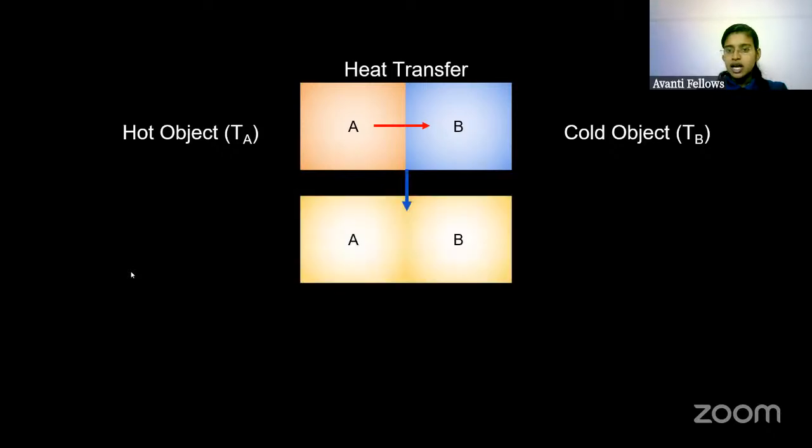Now you see the color. Almost both A and B have the same temperature. So TA is equal to TB. So if the temperature becomes equal for both the blocks, what will happen to the heat transfer? Will there be any heat transfer from A to B or B to A if the temperature of both blocks becomes equal?